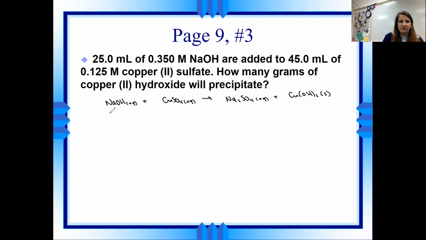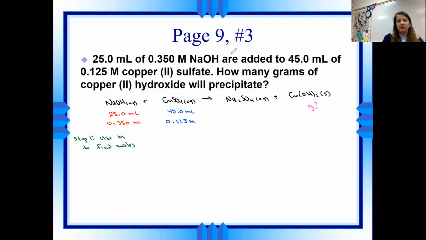All right, so it tells us that we have 25.0 milliliters of this, and the concentration of this solution is 0.350. And it tells me that I have 45 milliliters of this, and my concentration of this is 0.125 molar. And then I'm trying to find how many grams of my precipitate I'm going to make, my Cu(OH)2. So this is going to be similar to that first problem that we did, where it's going to involve a limiting reactant problem because we're given the starting amounts of both reactants. And as you can see, we don't have enough information to do stoichiometry yet because we don't have any moles or grams. So we're going to use our molarity formula to find moles.